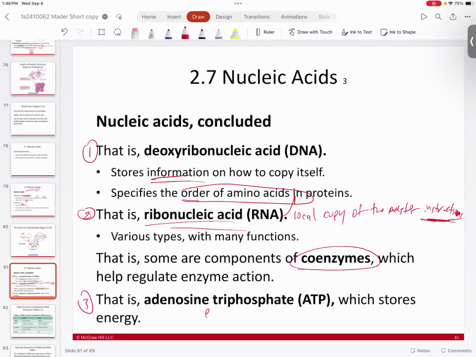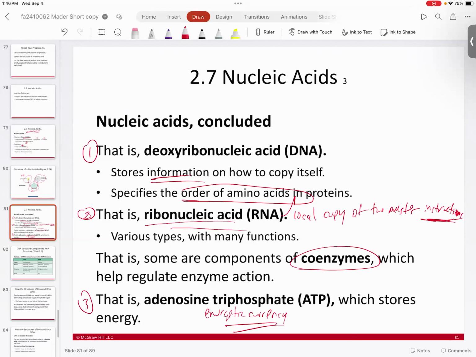This is basically our energetic currency. So this is like our rechargeable battery. Whenever we want to do some sort of a task in the cell, it requires energy to do it. Where do we get our energy from? ATP. It's just like whenever you want to do something on your phone, you want to work on an app, what do you need in order to get that to work?